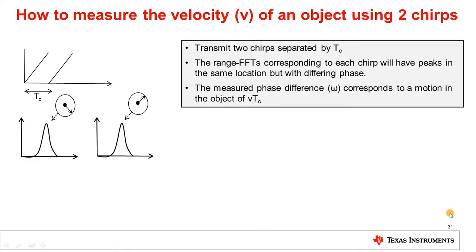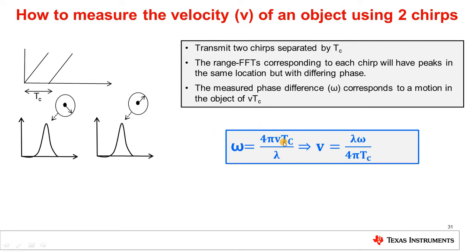So I think we now have all the tools to understand how an FMCW radar can measure velocity. The basic idea is the following. You transmit two chirps separated by a time of Tc. The range FFTs corresponding to each of these chirps will have peaks in the same location but with differing phase. The measured phase difference omega between the phases of these two peaks will directly correspond to the motion of the object. And note that if the velocity of the object is v, the object would have moved a distance v Tc during this time period Tc.